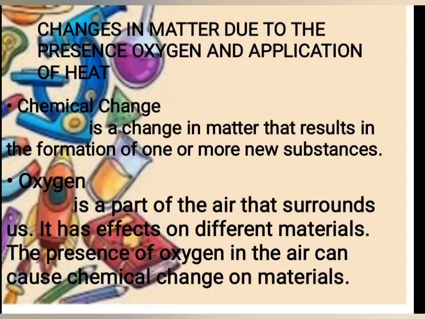Changes in matter due to the presence of oxygen and application of heat. Presence of oxygen. Chemical change and oxygen. Chemical change is a change in matter that results in the formation of one or more new substances. Oxygen is a part of the air that surrounds us. It has effects on different materials. The presence of oxygen in the air can cause chemical change on materials.